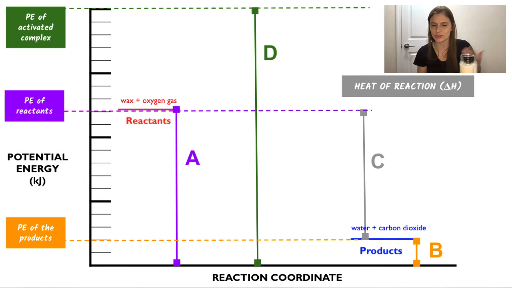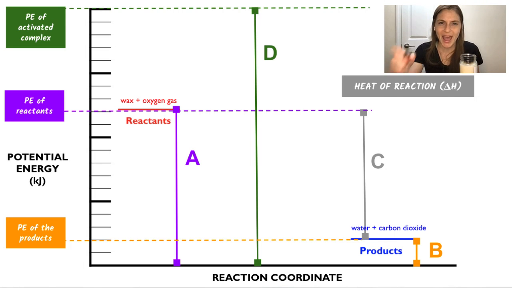The activated complex is, like I said, just a fancy word for the least stable intermediate. Intermediate means in between the reactants and the products. That's what the activation energy is really getting the reactants to become. It's getting the reactants to become less stable on the pathway to, in this case, becoming more stable.